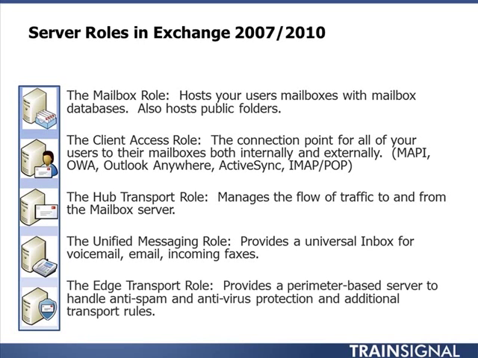And then last we have the Edge Transport Server role. This provides a perimeter-based server that handles anti-spam and antivirus protection, as well as the ability to establish additional transport rules. Now, the Edge Transport Server role does not get merged into the 2 roles for Exchange 2013. So you might be wondering, well, what happens to the Edge Transport Server role? Well, not to worry, we'll get to that in a moment. But these are the 5 roles that were established with Exchange 2007.